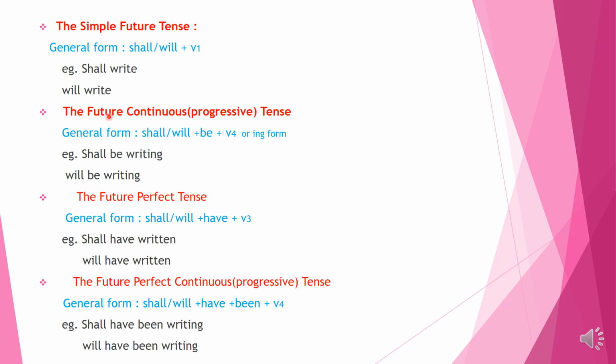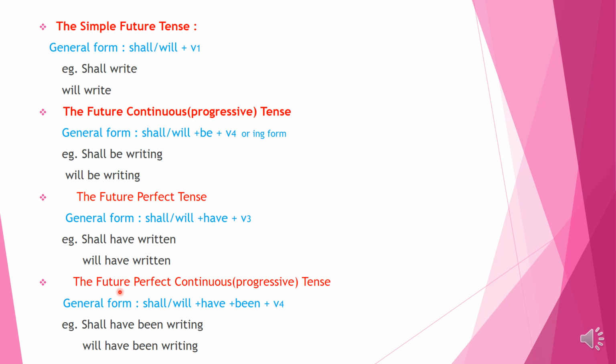The future continuous tense. Its general form is shall or will plus be plus V4 or ing form of the verb. Example, shall be writing, will be writing. Next is the future perfect tense. Its general form is shall or will plus have plus V3. V3 means the third form of the verb or past participle. Example, shall have written, will have written. Written is an example for V3. It is the third form of the verb write.